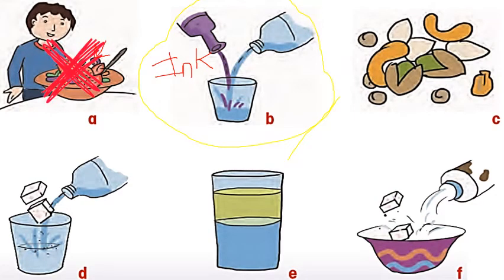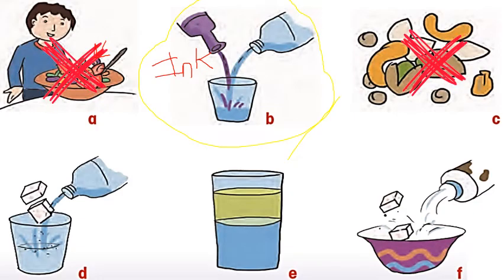C, we have a mixture of nuts. Do you see one phase or more than one phase? Well done, more than one color, more than one phase. So is it a homo or a heterogeneous mixture? Heterogeneous mixture, let's cross it together.